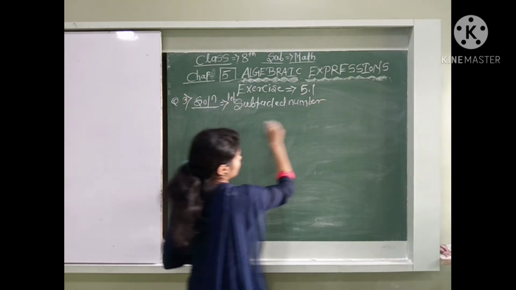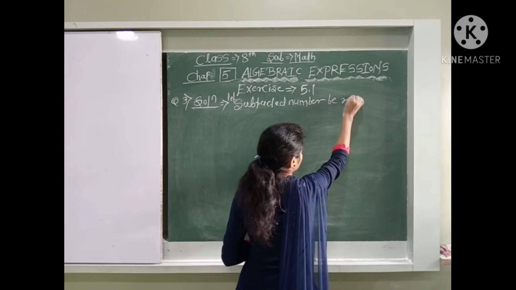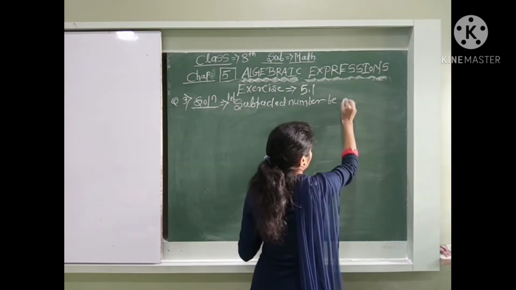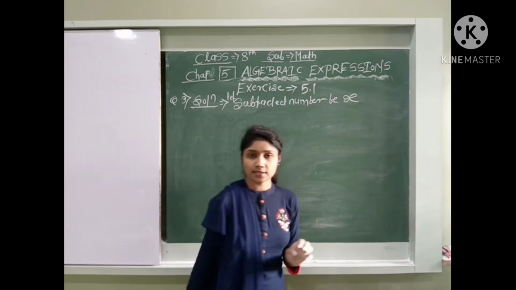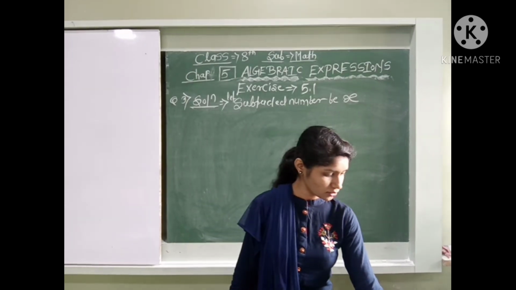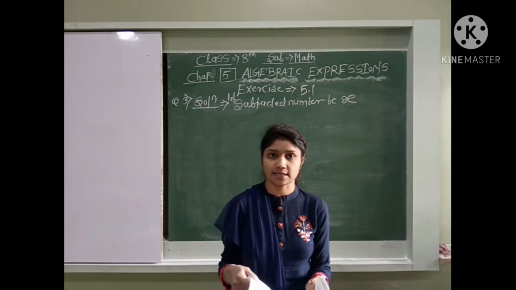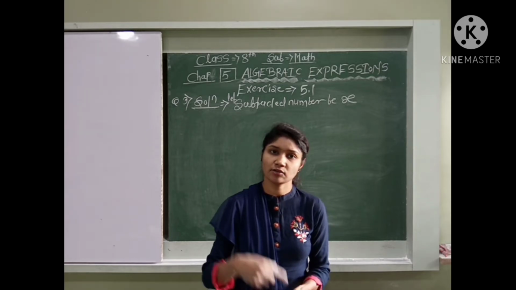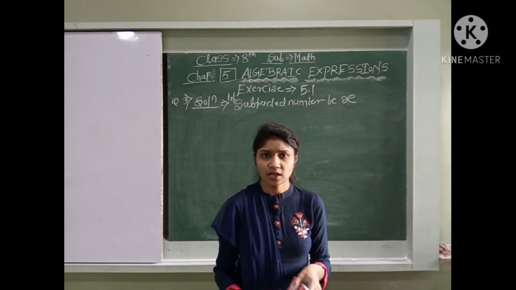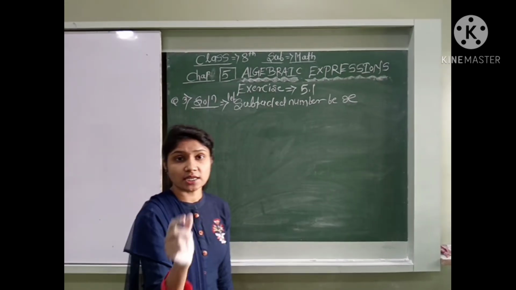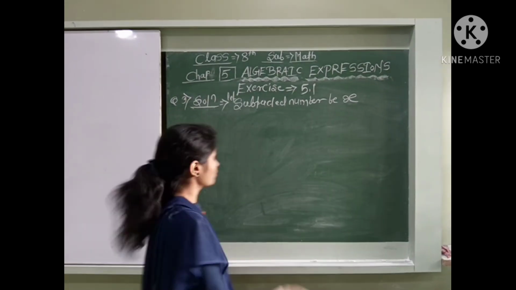So we have to consider: let the subtracted number be x. Small x you have to consider. Understand? Since the question already uses the variables a and b, you have to use another letter, x. Then we have to write the given statement properly as an equation.